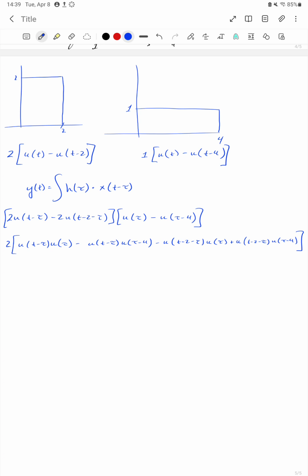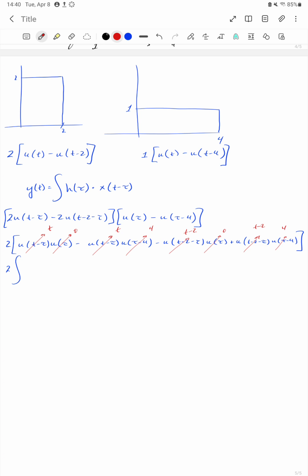And so now the next job is just to do this integration again. So I'm going to pull out the 2, and I'm going to do this integration. Let's do the limits here. This limit is 0, this limit is t. This limit again is t. This limit is 4, this limit is t minus 2. This limit is 0, this limit is t minus 2. And this limit is 4.